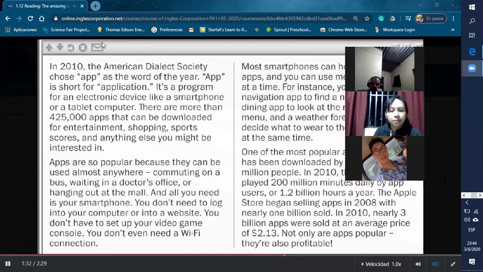Most smartphones can hold hundreds of apps, and you can use more than one app at a time. For instance, you can use a navigation app to find a new restaurant, a dining app to look at the restaurant's menu, and a weather forecast app to decide what to wear to the restaurant, all at the same time. One of the most popular apps, Angry Birds, has been downloaded by more than 50 million people. In 2010, this app was played 200 million minutes daily by app users, or 1.2 billion hours a year. The Apple Store began selling apps in 2008 with nearly 1 billion sold. In 2010, nearly 3 billion apps were sold at an average price of $2.13. Not only are apps popular, they're also profitable.